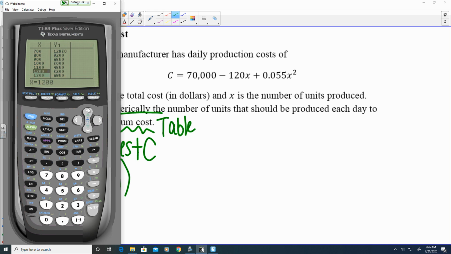Okay, so I see at 1100, 4550 is the smallest Y value. It turns back around and goes up after that. This is a parabola, so we know that it's going to bottom out. So I'm thinking that I'm going to go back and manipulate my table a little bit more so that I can see if this happened between 1000 and 1100 or 1100 and 1200. So I'm going to go back to the table set, start at 1000, and I'm going to go by tens this time.